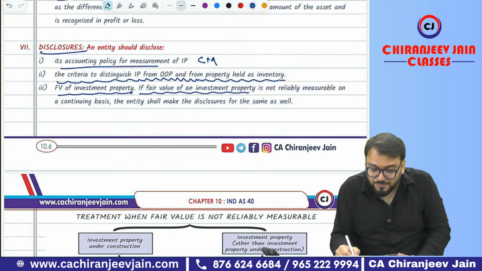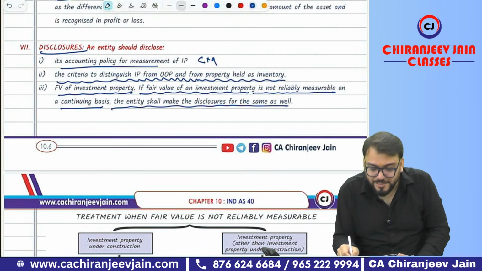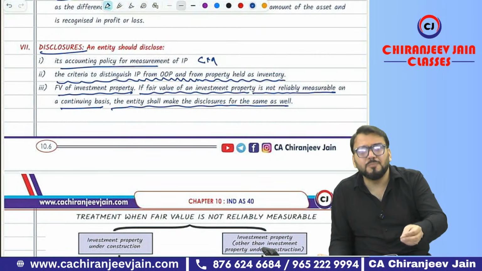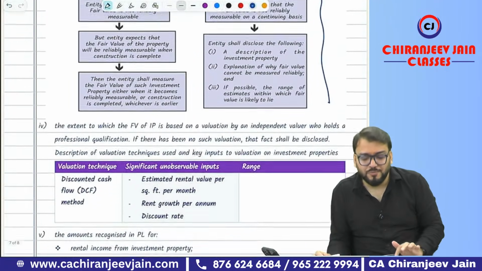If the fair value of an investment property is not reliably measurable on a continuous basis, the entity shall make a disclosure for the same as well. Means we disclose the fair value, but if it cannot be measured reliably, then we should disclose that fact. This point is important from the examination point of view.